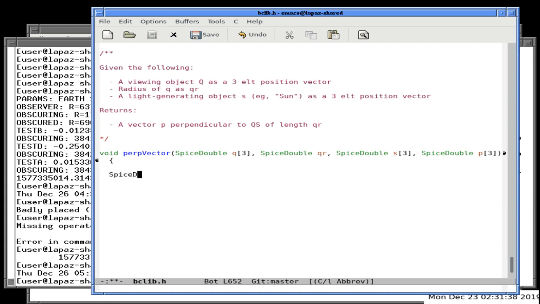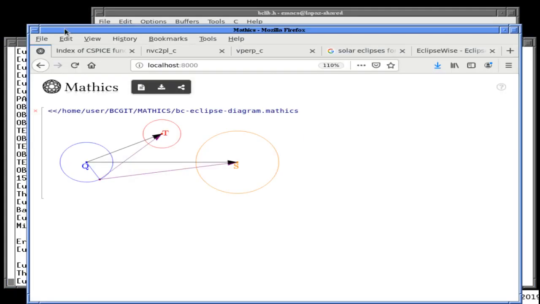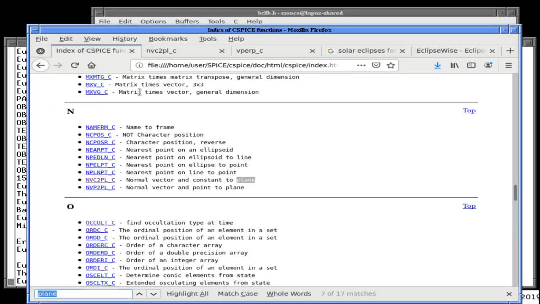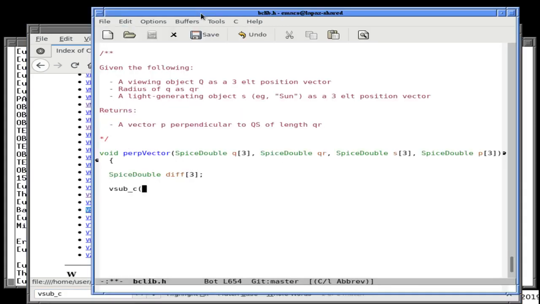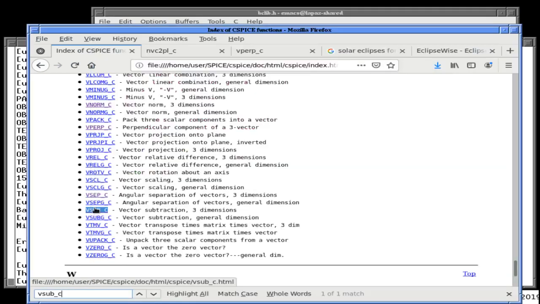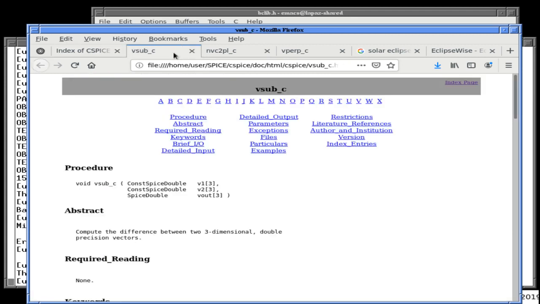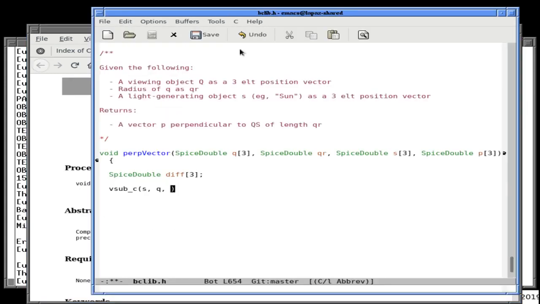And we need to declare here. I wonder if it's... Yeah, I guess it's okay to do this. Subtraction. Let's see, diff. And that's going to be a V sub. We're going to subtract the... Actually, doesn't matter. Let's see, what does V sub C do? I'm almost sure it does what I want it to do, which is subtract two vectors in three dimensions. We subtract S and Q, doesn't matter which direction we do this in. And then the third one is where you put the result. Yeah, V out, us diff. Okay.